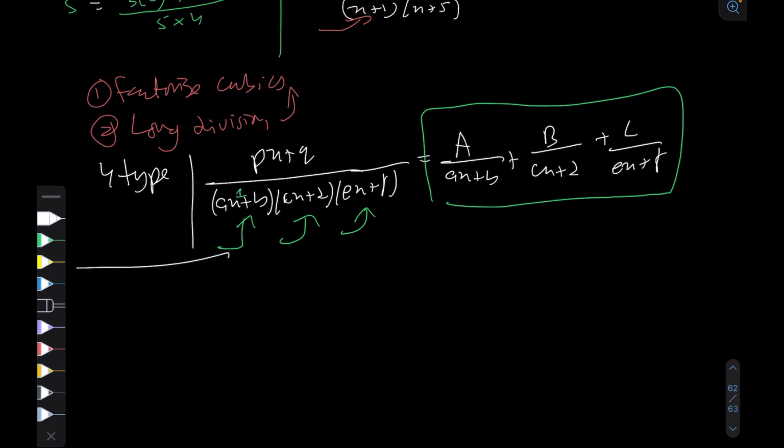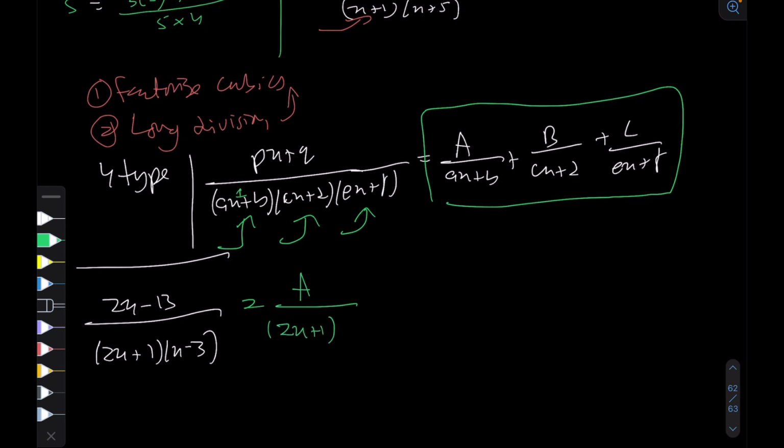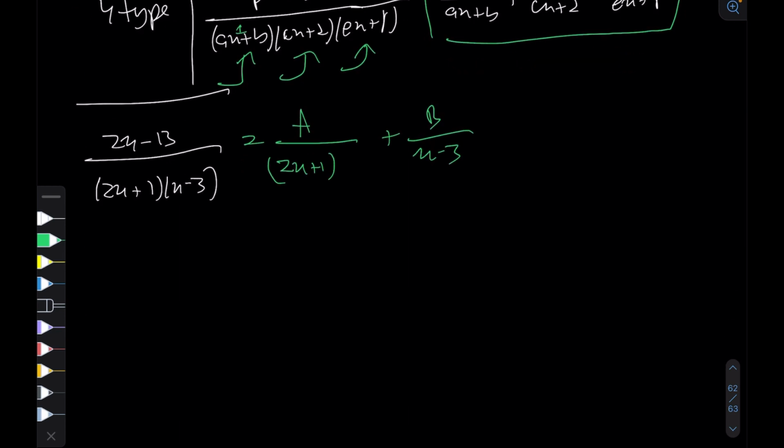So just from the book, we have that 2x minus 13 is being divided by 2x plus 1 and x minus 3, right? This is already factorized into its linear factors. So we know that this will equal a over 2x plus 1 plus b over x minus 3. And our aim here is to find a and b.